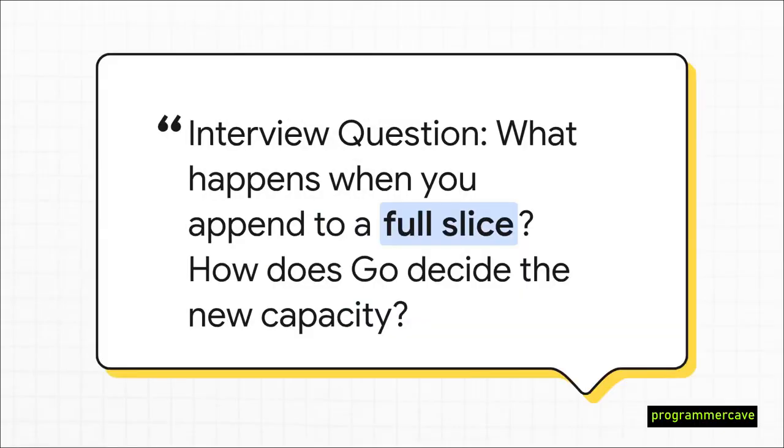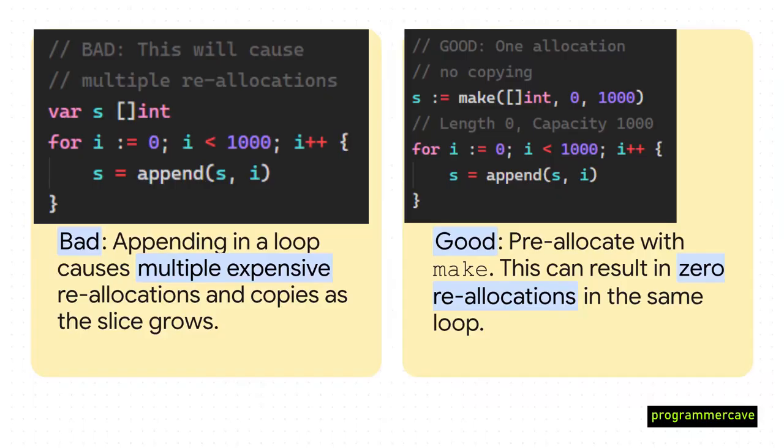And yep, you guessed it, this growth strategy is another prime topic for a technical interview. Knowing this shows you're thinking about performance and memory, not just about making the code work. This slide just says it all. On the left, appending in a loop like that triggers multiple, expensive reallocations and copies. But on the right, we use the make function to tell Go up front, hey, I'm going to need space for 1,000 items. By pre-allocating the capacity, that whole loop runs with 0 reallocations. The performance difference here isn't small, it's massive.